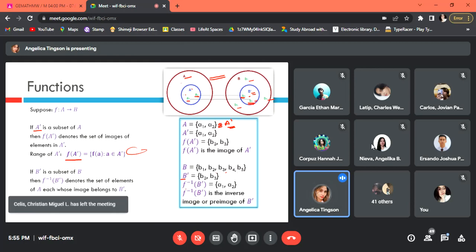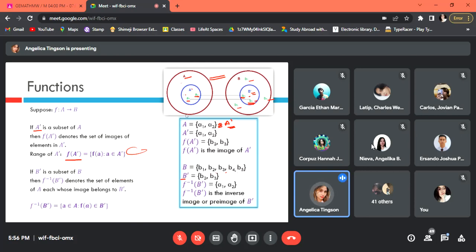Then, kapag hinanap ang kanyang inverse, no? B complement, babalik lang tayo sa kanyang image. So, B sub 2 is A sub 1, and then yung kanyang image, no? Ni B sub 3 ay A sub 2. So, ganun lang siya hinahanap.